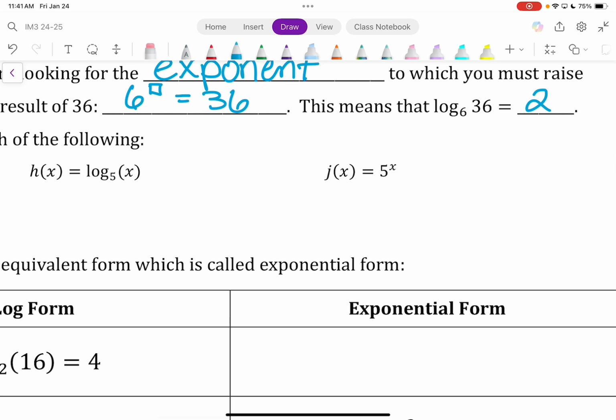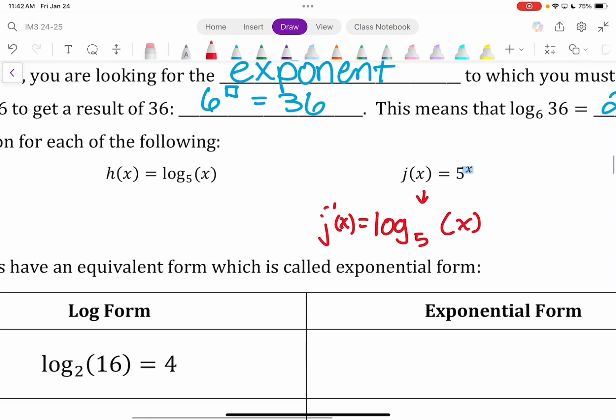Now, if your exponent is unknown, then that is when we can use a logarithm. So 5 to the x we can rewrite as log base 5 of x. So this would be appropriate. J inverse of x is equal to log base 5 of x. So I want you guys to know that the inverse of a logarithm is whatever the base to the x power, and vice versa. So log base 5 of x we can rewrite as 5 to the x. That is what the inverse of h of x would be.